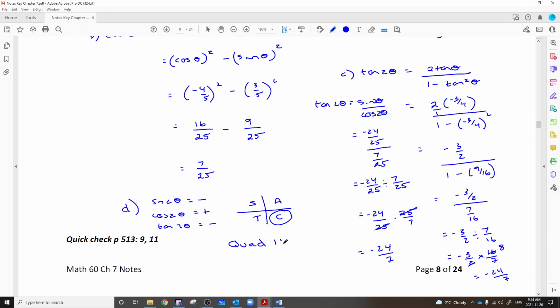quadrant 4. All right, go and try some of these.